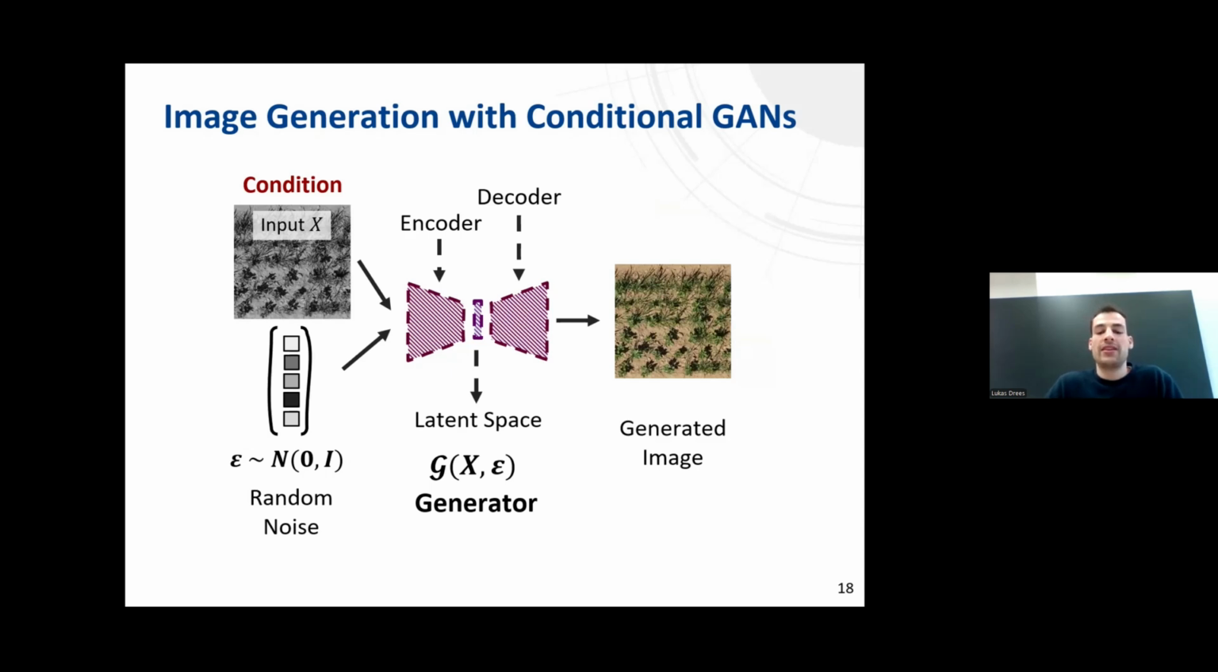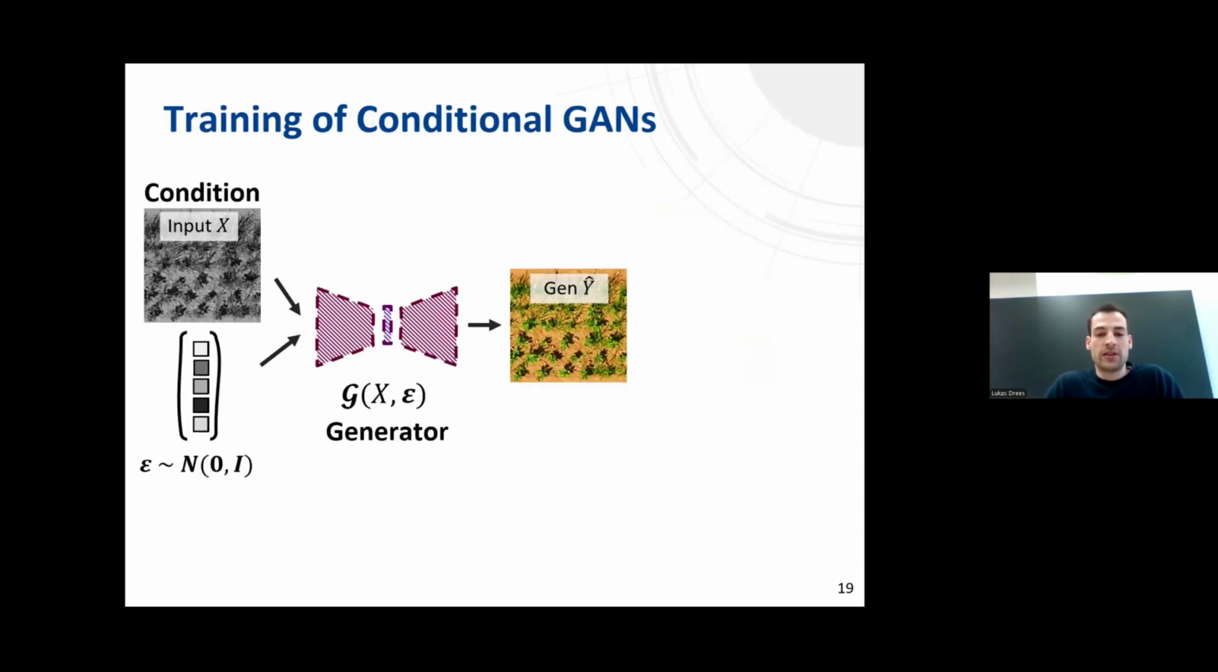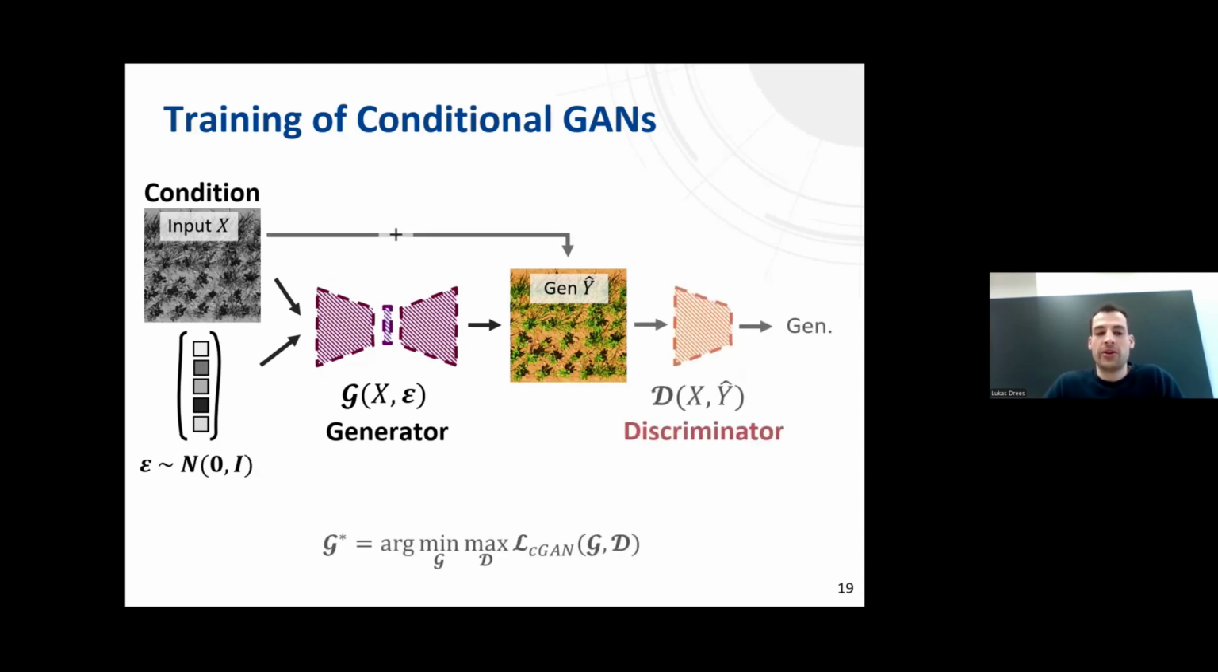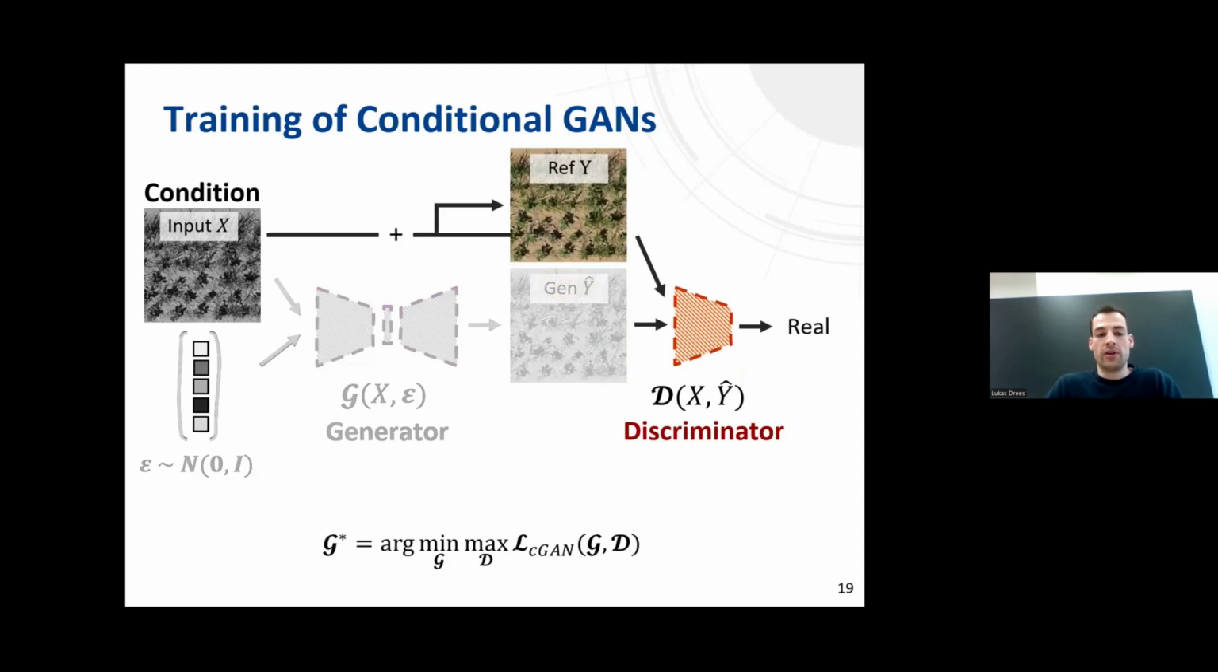But unfortunately, it's not that simple because in the beginning, the generated images do not look realistic at all. So we need to train our model first. And for this, we need a second neural network, which is the discriminator. The task of the discriminator is to decide if the generated images look real or not real. So it is presented alternately the generated and the reference image, along with the gray input image. And then it outputs a score between 0 and 1 if it thinks that the input is real or generated.